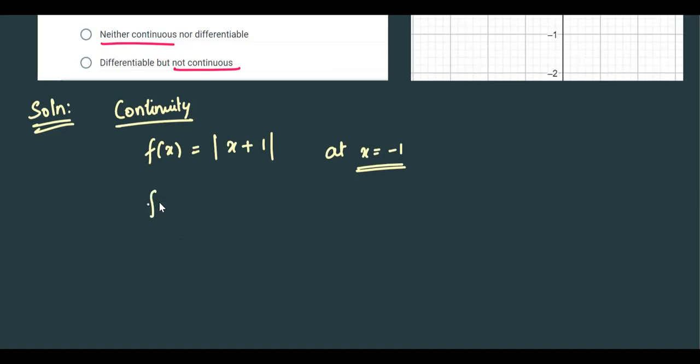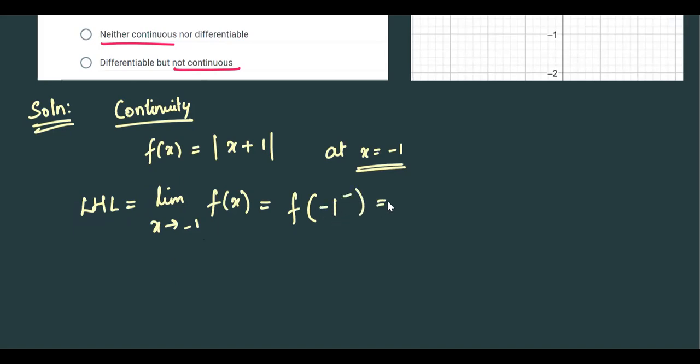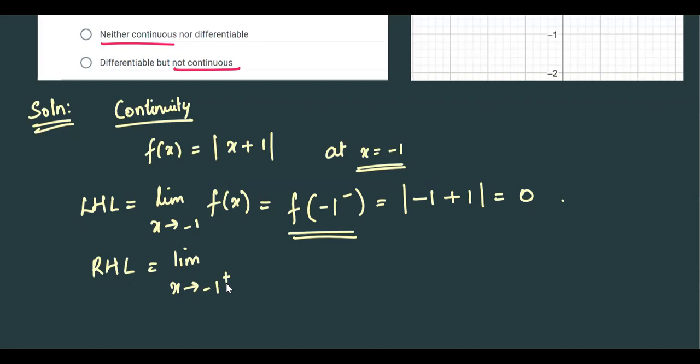So the left hand limit is limit x tends to -1 of f of x. I'll simply write this as f of -1 minus. It means left hand limit. If it is f dash, it means left hand derivative. We will use these notations instead of writing this whole limit. So I'll get modulus of -1 plus 1, which is 0. Right hand limit, this time I'm writing this.